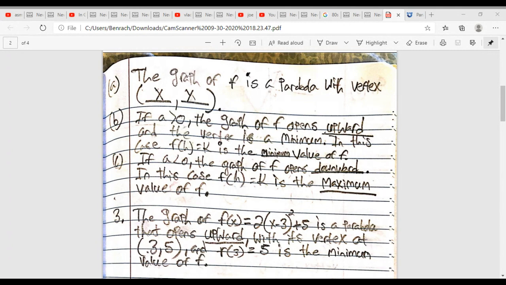Go ahead. Explain to us B. So B, if a is more than 0, the graph of f opens upward. And the vertex is a minimum. In this case, f of h equals k is the minimum value of f. That's B. Great. And for C, if a is less than 0, the graph of f opens downward. In this case, f of h equals k is the maximum value of f. Great.